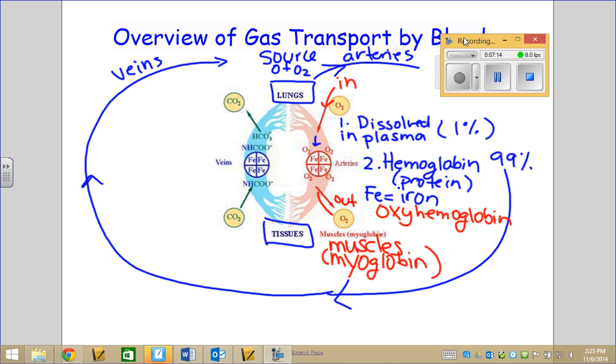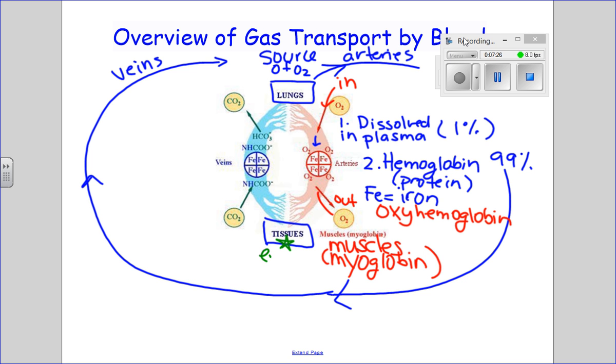Now, regardless of which type of tissue it was, whether it was your muscles or some other cell, once blood arrives at a cell, it's going to exchange. So at your tissues, there is an exchange of gas. Oxygen will come out of your blood, and CO2 will move in. Now, we know that that's because of cellular respiration. The details of cell respiration is not what I want to focus on, just the gases.